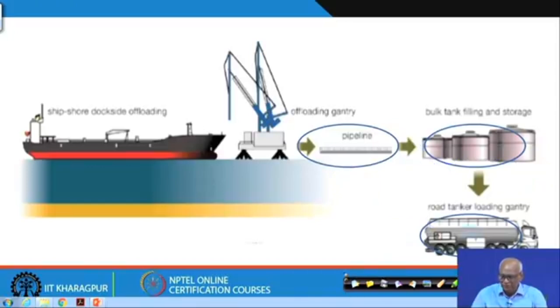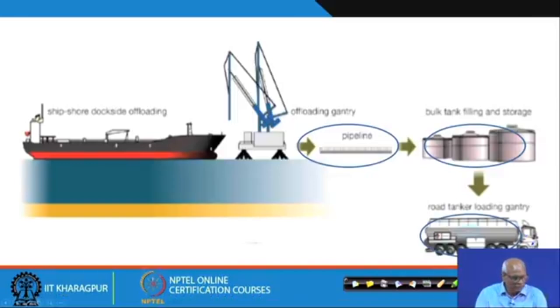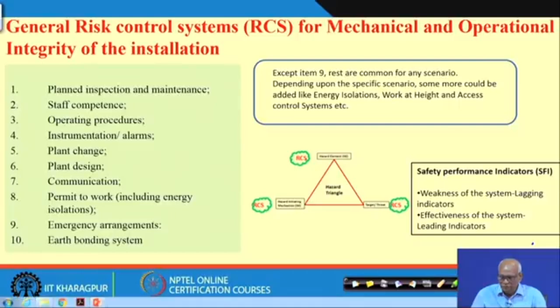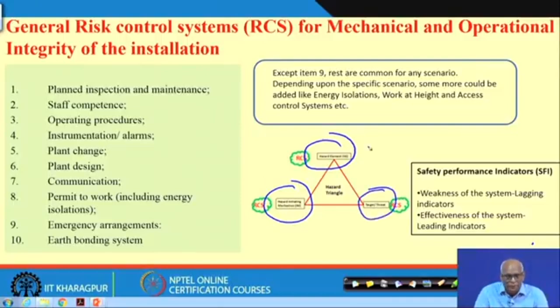But understand, hazard itself will not give you clarity. Every hazard is divided into three parts. Yesterday we discussed: one is the hazardous element, the other is the initiating mechanism, the third is the target. These three combined we call a hazard. If you have to address a hazard, you have to address all these three things.